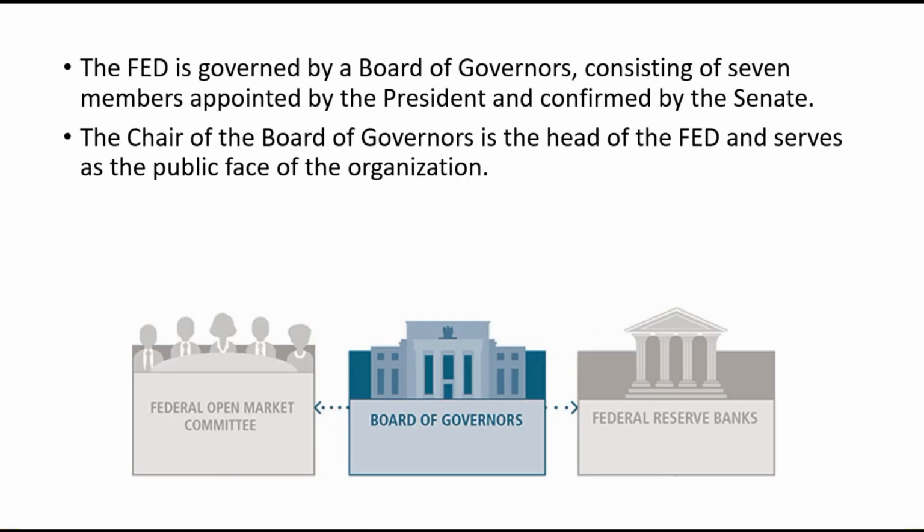First, just to talk very shortly about structure. The Fed is governed by a board of governors consisting of 7 members appointed by the president and confirmed by the Senate. The chair of the board of governors is the head of the Fed and serves as the public face of the organization. So we know something basic about the structure.